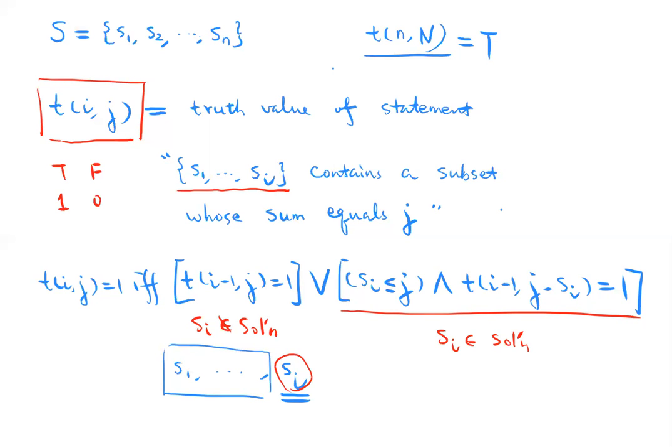Otherwise, Si must be no more than J. We can include it. After it is included, the sum will be reduced. So here the sum is reduced. All right. Okay, so we get the recurrence. Once we have the recurrence, the rest is simple. We just use the underlying DAG and compute it in bottom-up fashion.